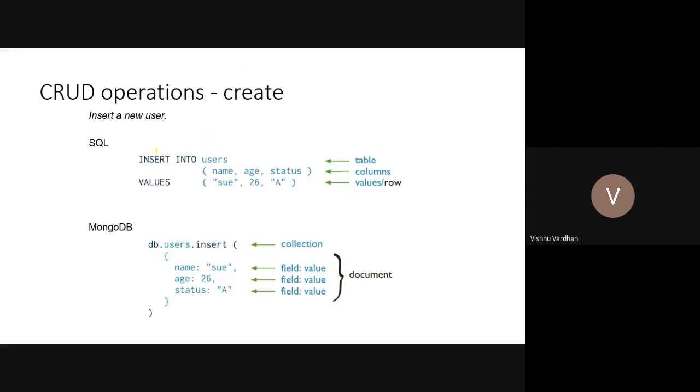Then inserting a new user looks like this in SQL: insert into users, where users is the table name, and here we mention the columns, and here go the values. The respective columns take the corresponding values. But in the case of MongoDB, there is an insert method, and this method takes one JSON-format document. This JSON has key-value pairs separated by commas. This is how we can do the insert operation.